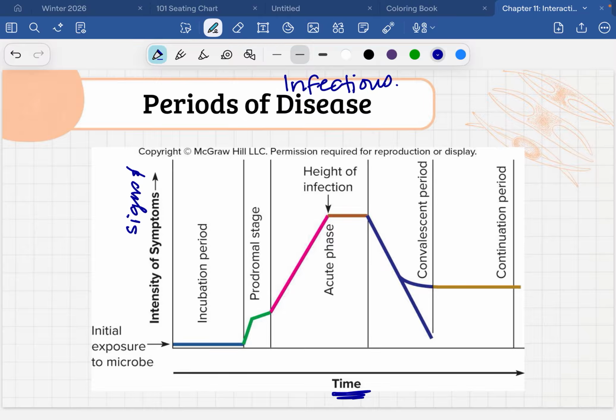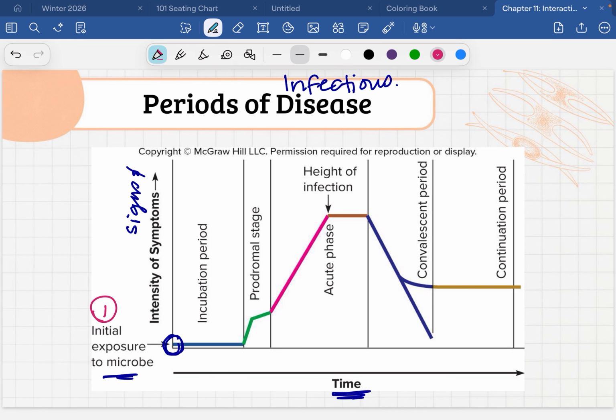So the intensity of signs and symptoms. Okay, so our first step is not really a step, but right here is where we have that initial exposure to a microbe. And I'm also going to relate this to the steps of bacterial pathogenesis. So if we're looking at the steps of bacterial pathogenesis, this is step 1. Right? Exposure. Initial exposure to a microbe.